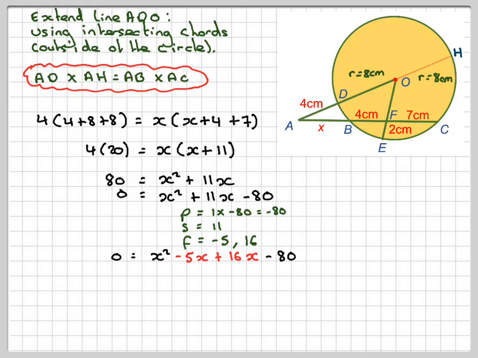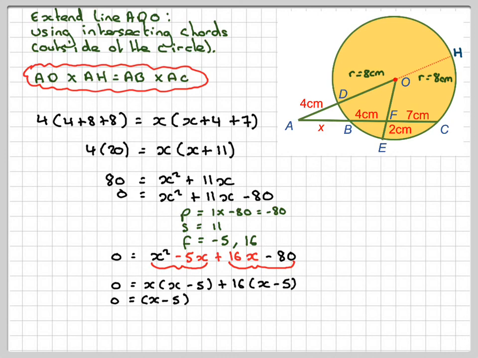You group the first two terms together here. So you're going to have x times x minus 5. And then here you take out a common factor of 16. Bring down that plus sign, and then you're going to have x minus 5. If you do this correctly here and here, you always have the same thing. Factorizing out, we're going to have x minus 5 times x plus 16.